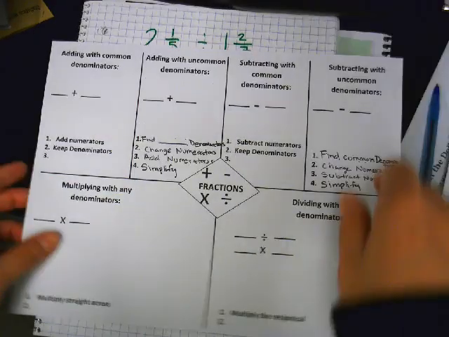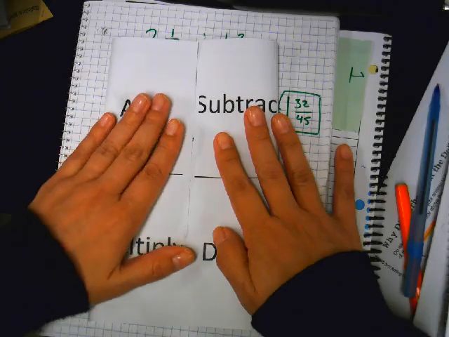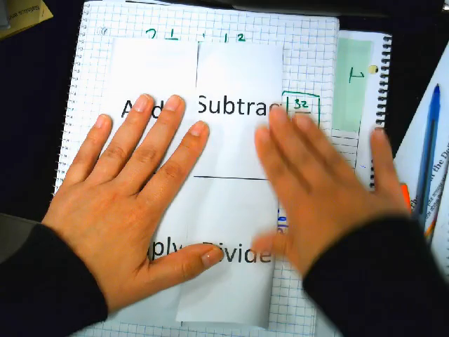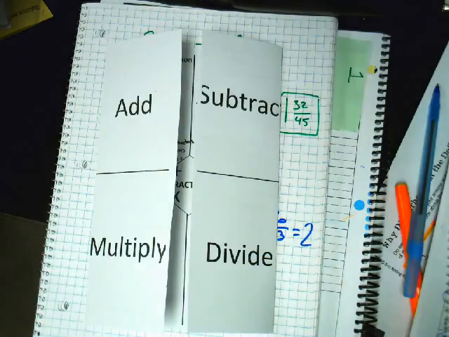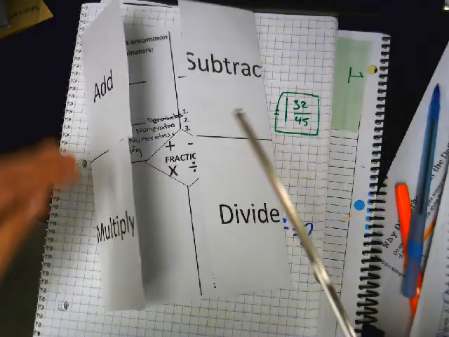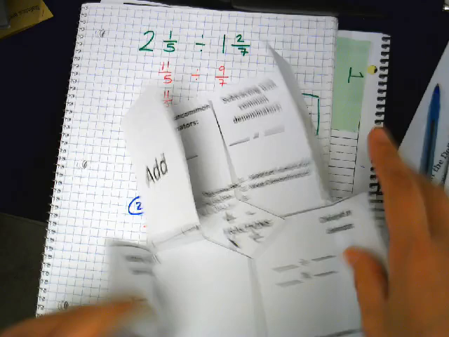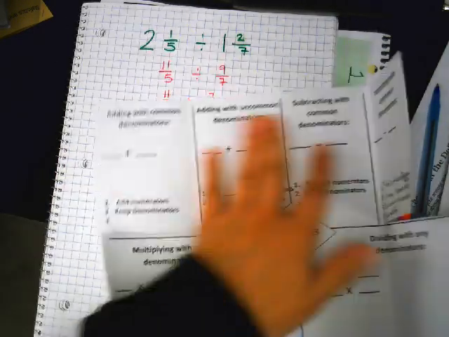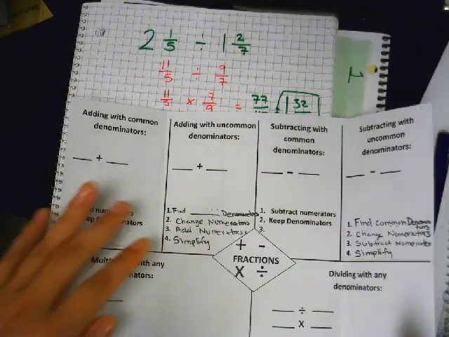Find common denominators, change numerators, add numerators, and simplify. All right, we're going to need scissors. So addition, subtraction, multiplication, division. Now we have them all. Now we know them all. Yay, yes. All right. Adding with common denominators.